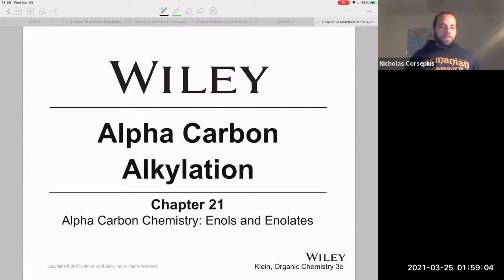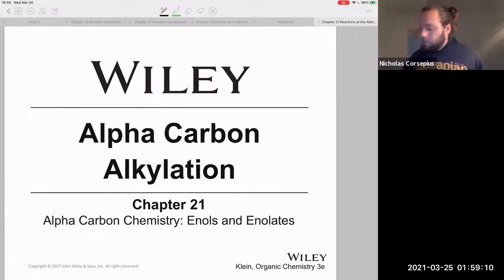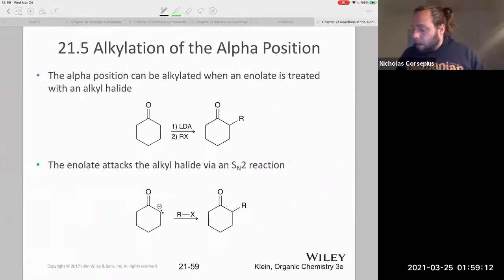All right, so moving on to our next set of reactions, this is now going to be alpha carbon alkylation, right? So sticking an alkyl group on that alpha carbon. In terms of mechanism, these are probably one of the easier ones, right? Because all we're really doing is first using LDA. What does LDA do for us? That creates our enolate ion.